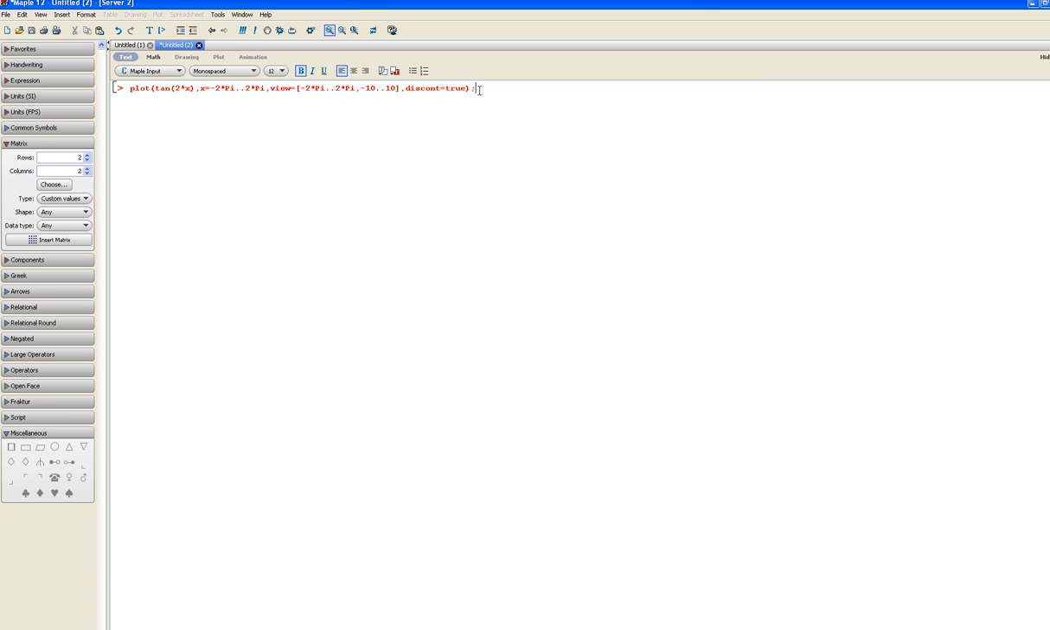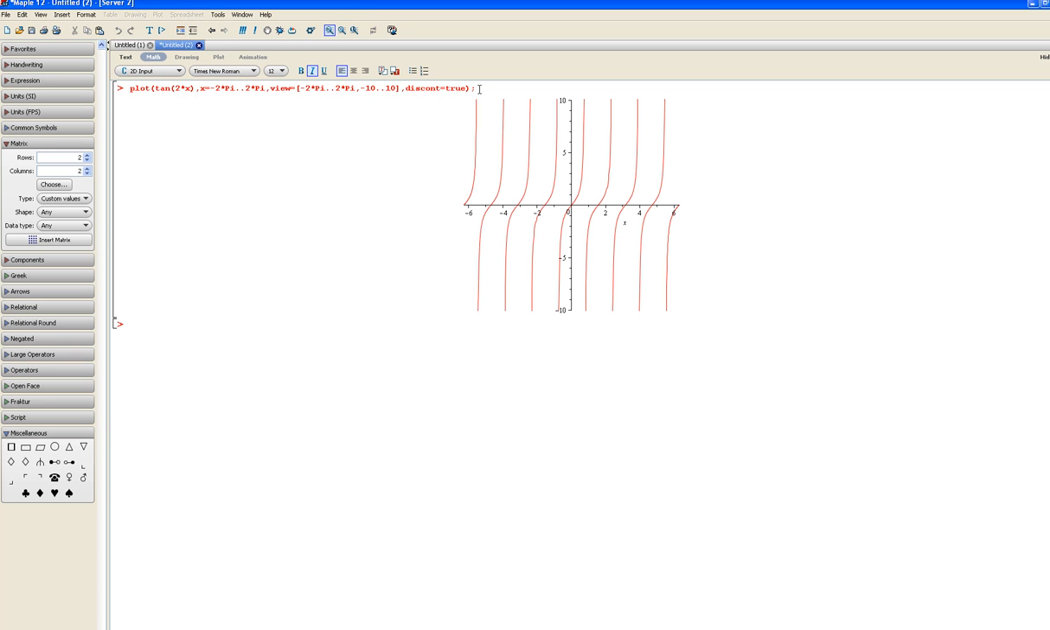So then the next step is to place the cursor right after the semicolon, see, and press enter, and that gives us the graph of the tangent.